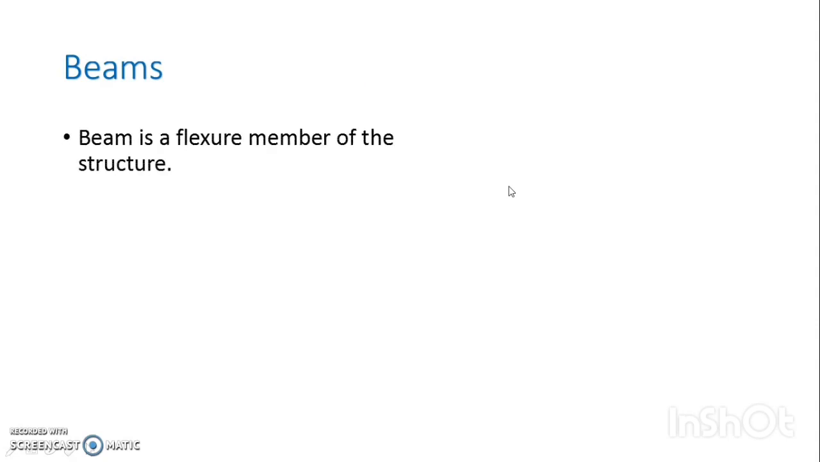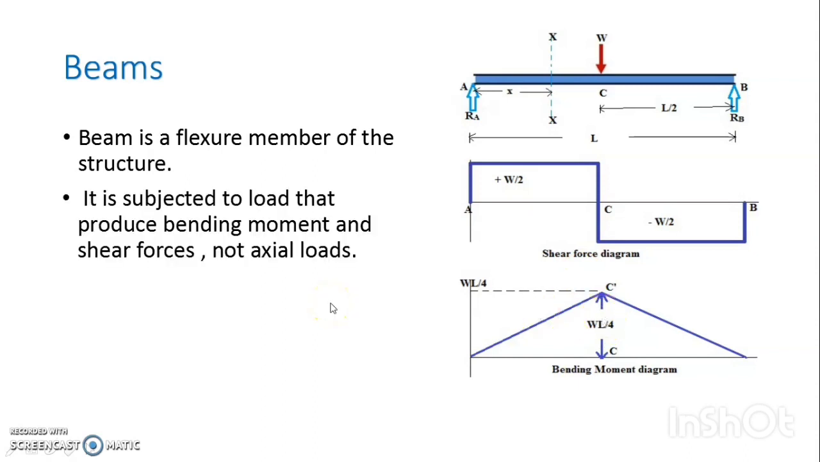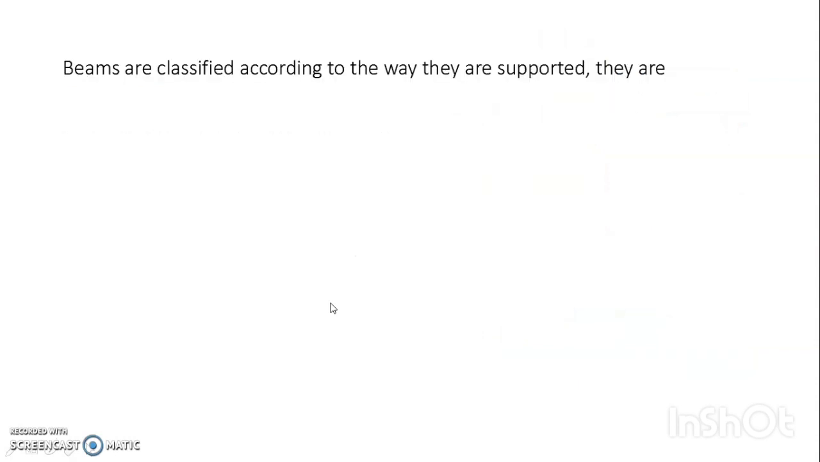A beam is a flexural member of a structure. When a load is applied, a beam will produce bending moment and shear force. This is how the shear force of a point load will act, and this is the bending moment. So it is subjected to a load that produces bending moment and shear force, but it won't resist the axial forces. Next, we'll discuss the classification of beams.